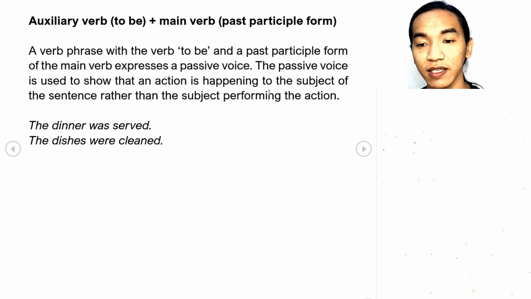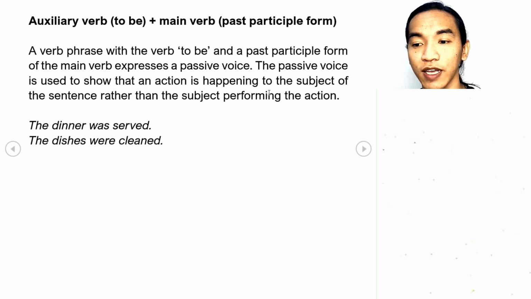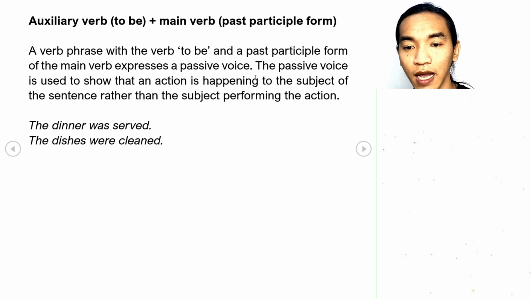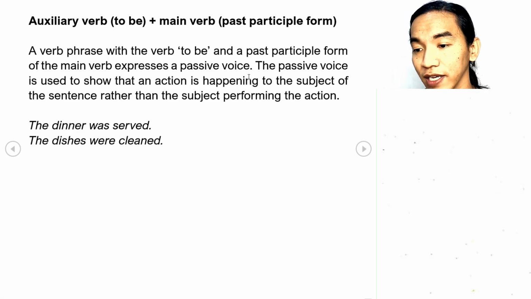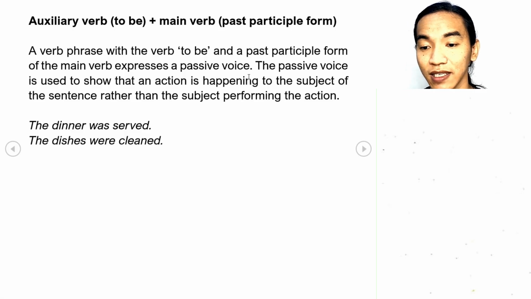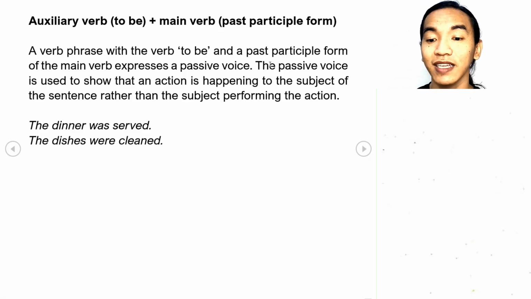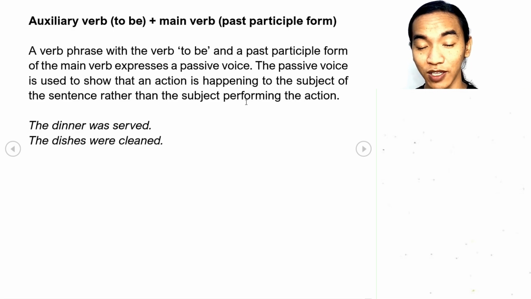Now, we have the auxiliary verb to be plus main verb in the past participle form, which is actually your passive voice. The main verb expresses a passive voice. Okay, it's used to show that an action is happening to the subject of the sentence, the object of the sentence, rather than the subject performing the action. So, example, the dinner was served, the dishes were cleaned. So, this is another example of your verb phrase.